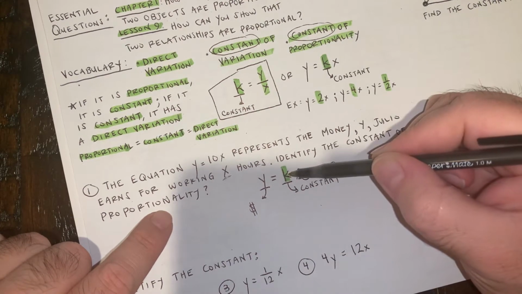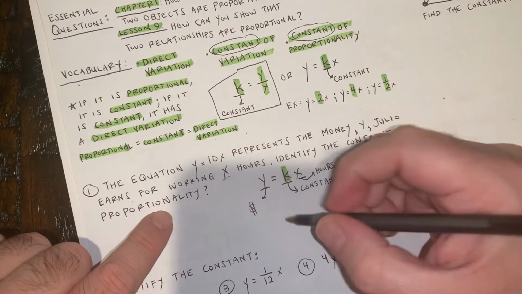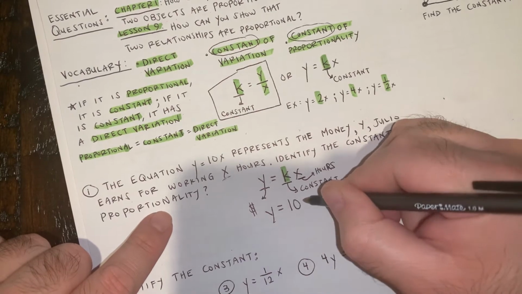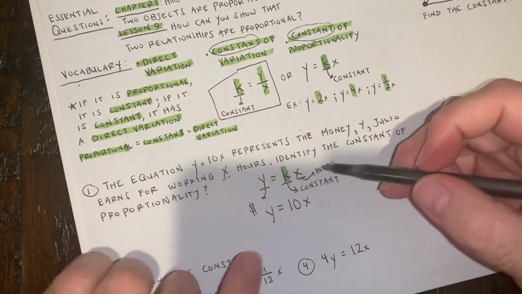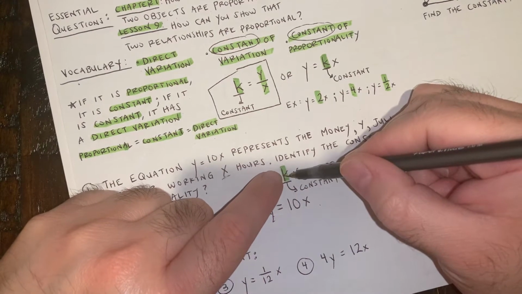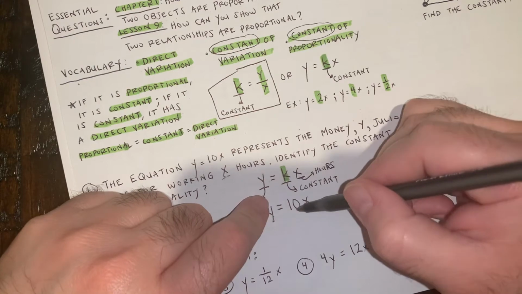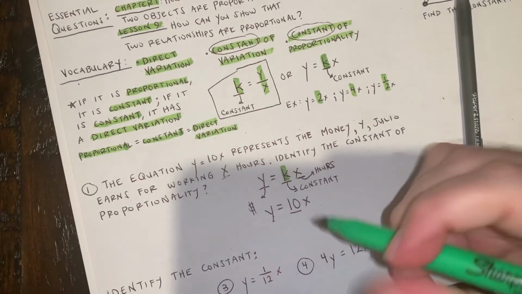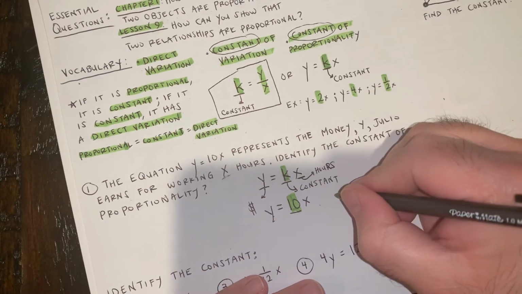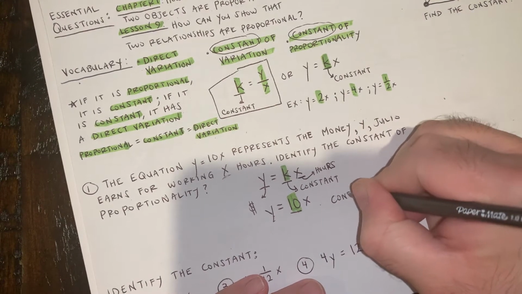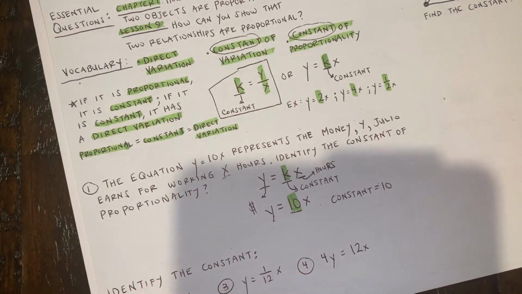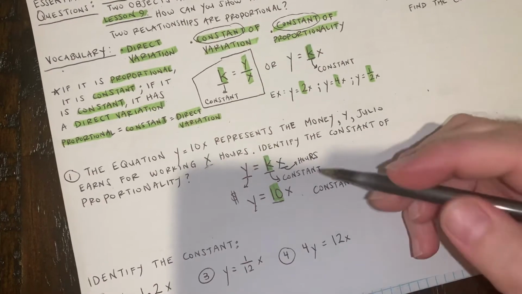So realize that this is the equation setup. Y is equal to your constant times x. So look, y is going to be y. X is x. What's in the k position? Whatever's in the k position is your constant. So in this situation, really easy. That's it. That's my constant. Your constant is 10. That's all you have to do. Identify the constant, which is going to be in the k position.